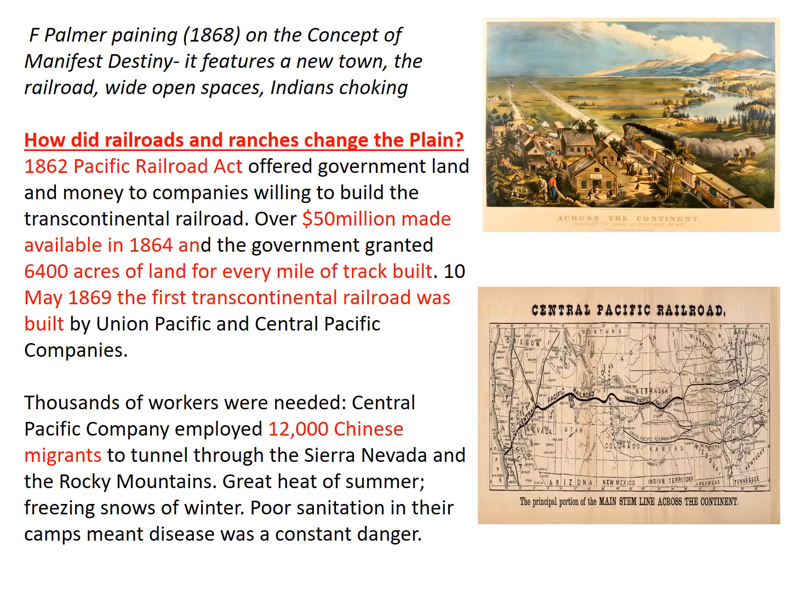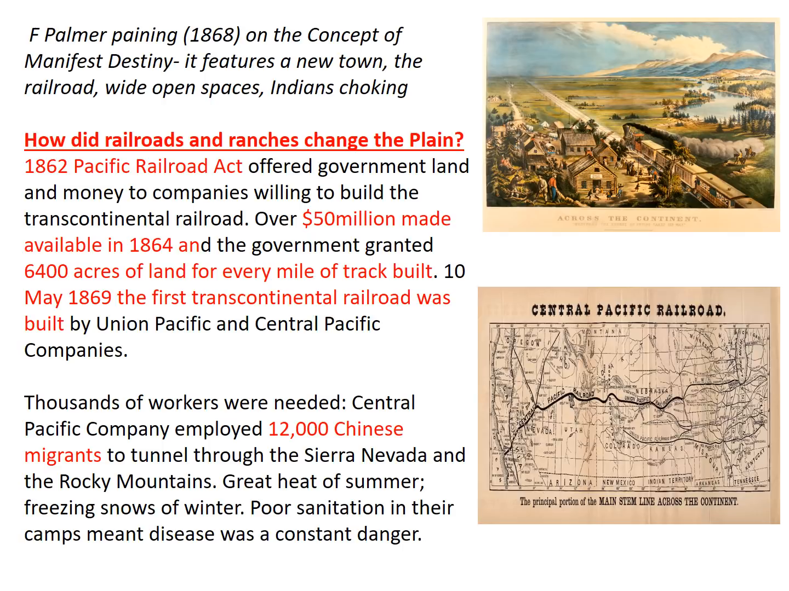So the Pacific Railroad Act in 1862 gives government land and money to companies willing to build this transcontinental railroad. $50 million have been made available in 1864. 6,400 acres are granted for every mile of track built, because we're talking about absolutely huge amounts of land here. And in 1869, the first transcontinental railway was built by two companies who met in the middle, the Union Pacific and the Central Pacific companies.